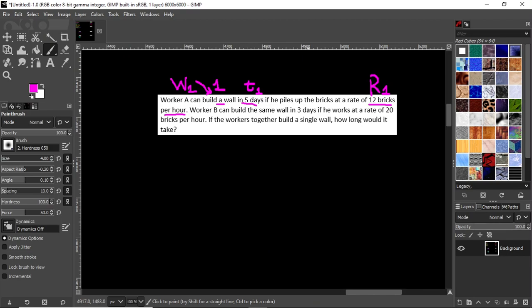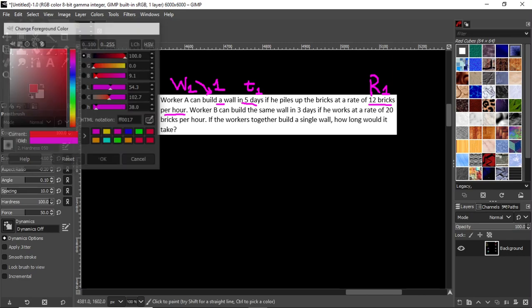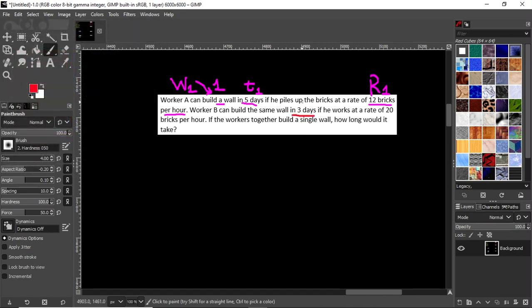Worker B can build the same wall in 3 days. So this is T2. If he works at a rate of 20 bricks per hour, okay, so this is R2. And same wall, basically it's one wall, right? So it's one wall for worker B as well.